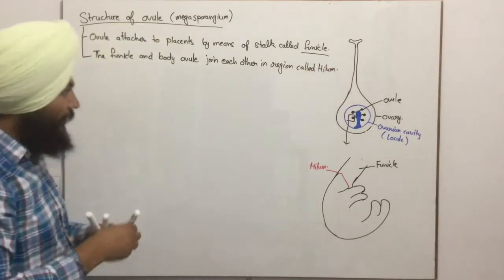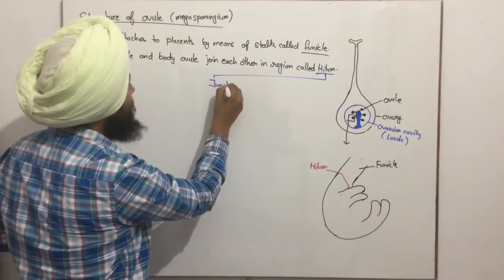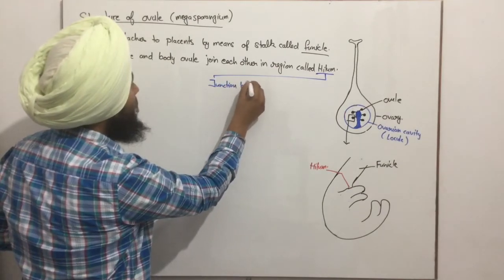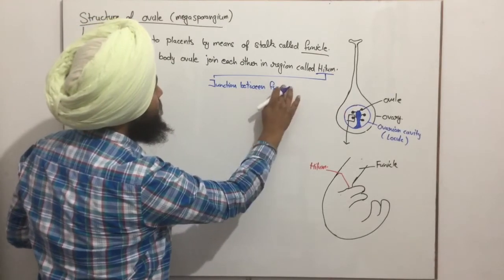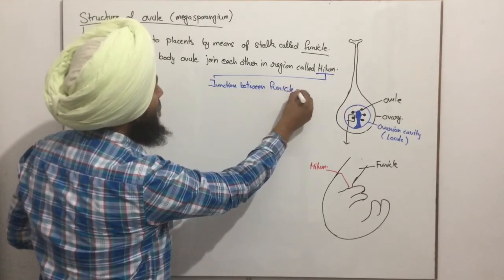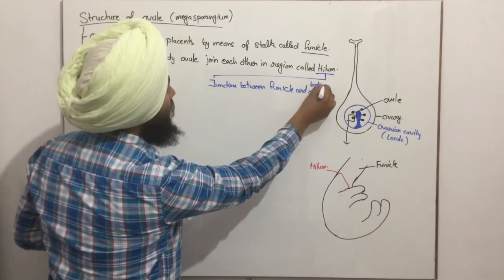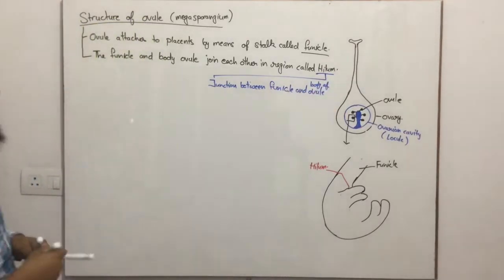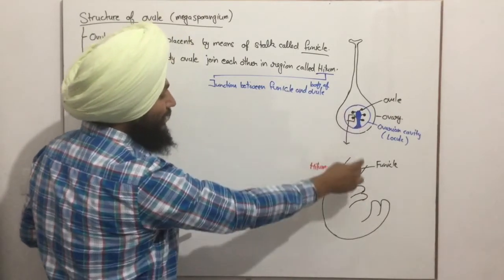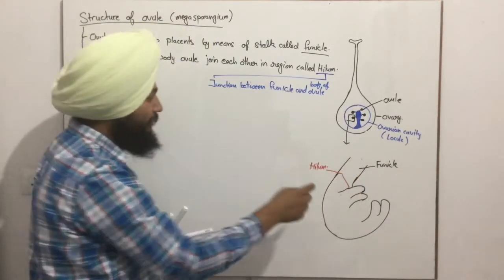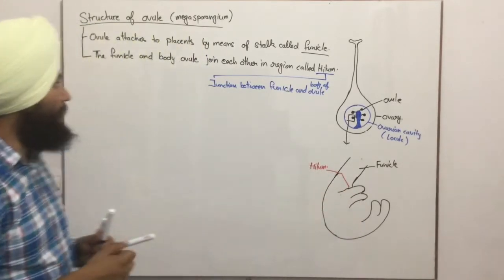We can call the hilum the junction between the funicle and the ovule or body of the ovule, okay. So the stalk-like structure through which the body of the ovule is attached to the placenta is called the funicle, and the region where the funicle and the body of the ovule join is called the hilum, okay.